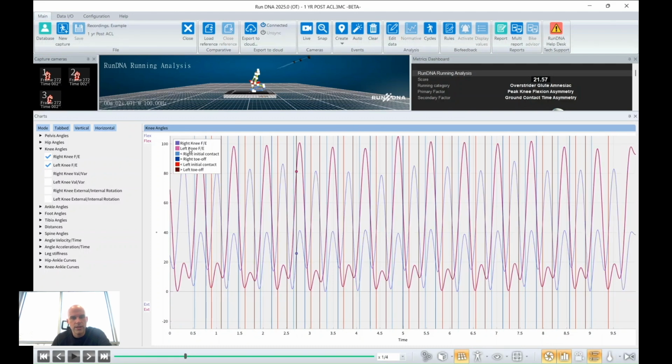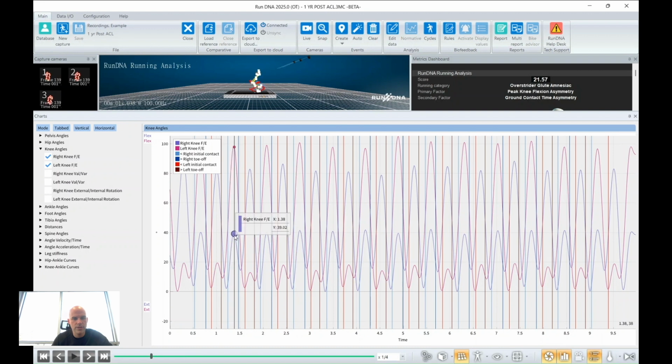Now let's take a look at the left here. You will see a dramatic difference between left and right, and I probably don't even have to tell you at this point which is the involved side when you look at that significant amount of knee flexion asymmetry that we're seeing during stance phase. If we go to the numbers, on average, it's looking about 39 degrees of knee flexion on the right.